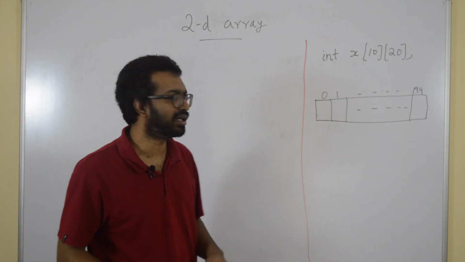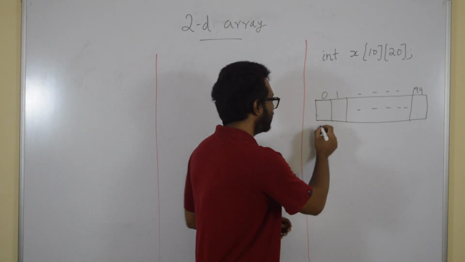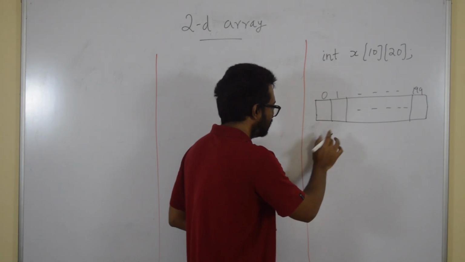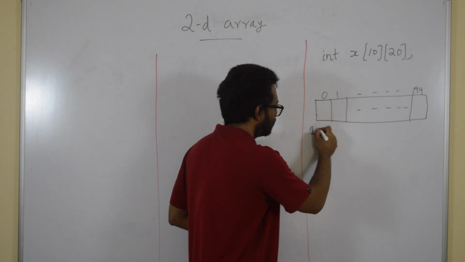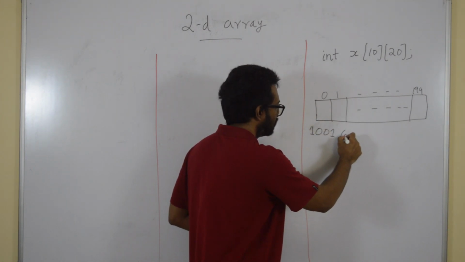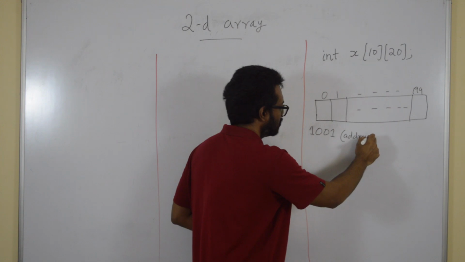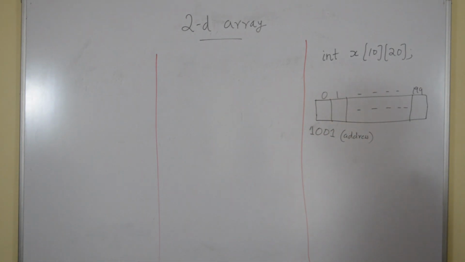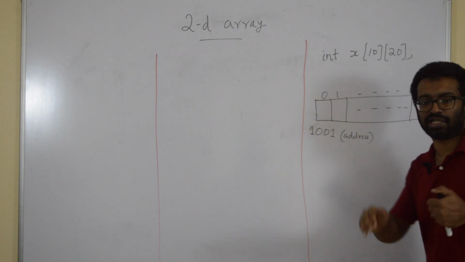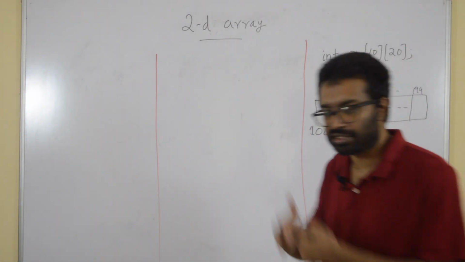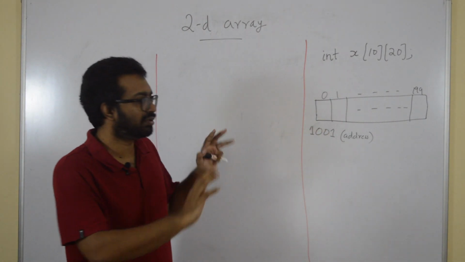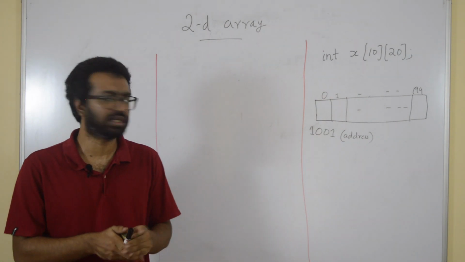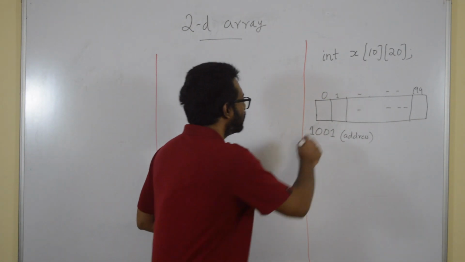And what will be the memory address? Let's say the starting point is address 1001. So the first address is 1001. All the rest of the integers are allocated space consecutively. So this memory is allocated as a block. What is the zeroth index of this array? The zeroth index of this array, let's say, contains the value 10.